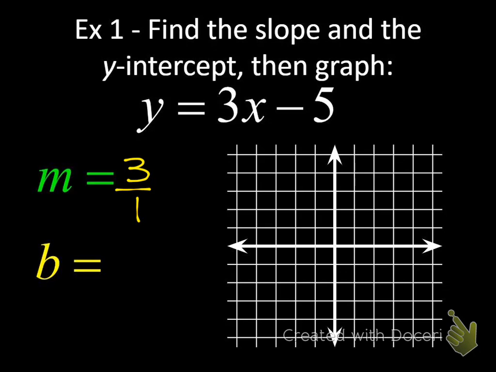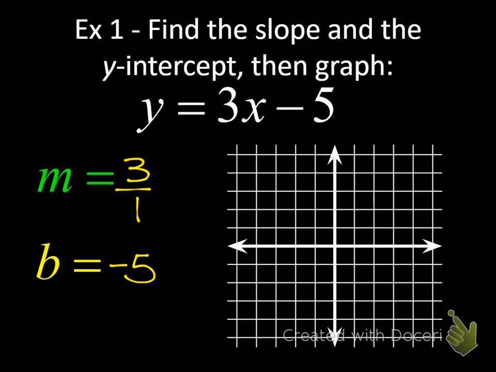Now my b stands for my y-intercept. So what's the number that's by itself, that's not being multiplied by x? So what's my y-intercept up here? -5, good. So it's -5. So we've identified our slope, we've identified our y-intercept.